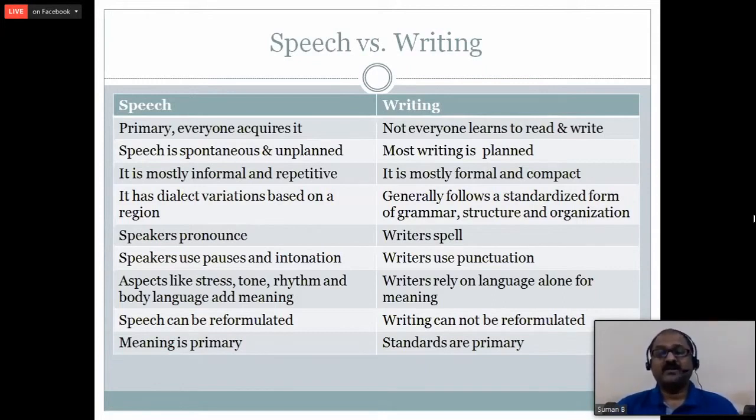Whereas in writing, along with meaning, following the standards, punctuation marks, following the norms of writing, the organized structures, how to begin, how to end, all these become important in writing. So this is how speech has certain advantages when compared to the mode of writing. So I hope all of you have now got a basic understanding of the difference between speech and writing, and how speech as a discourse has certain advantages compared to the writing mode.